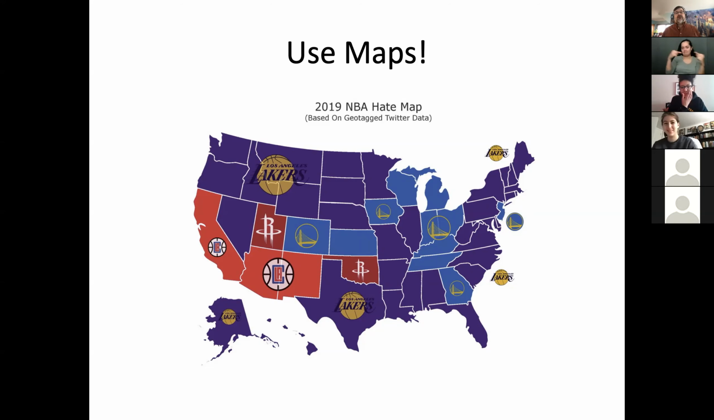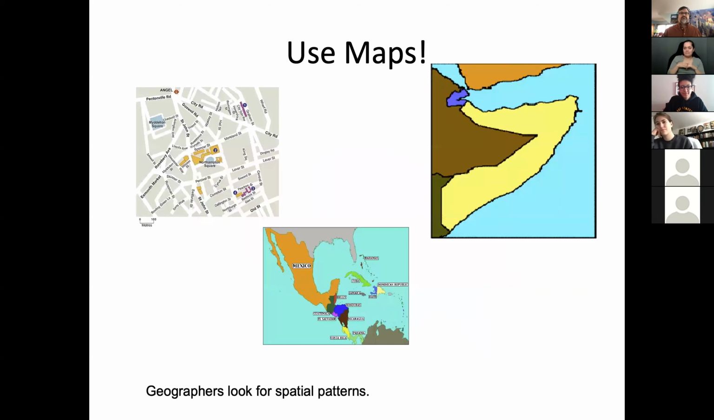So, okay, well, here's one more way of mapping something. Geographers like to map things. All right. Okay, good. That's what geography is.